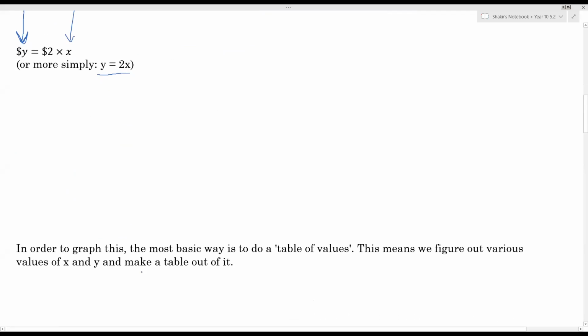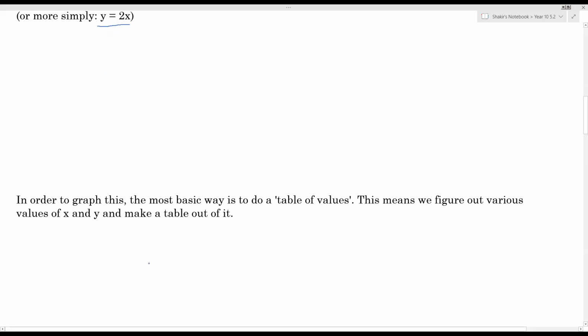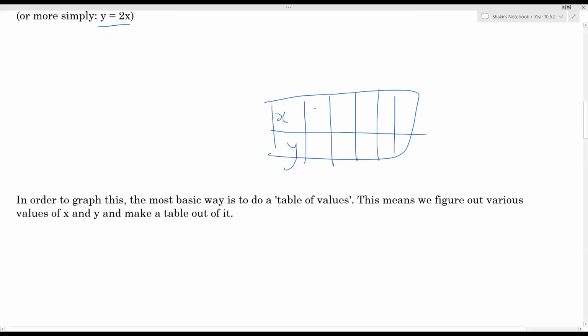Now, in order to graph this, the most basic way to graph is to just do a table of values. I'm sure you've done this before, a table of values looks something like this. You have x and then y, and you have a bunch of numbers here, 1, 2, 3, 4, 5, and you have to figure out what y is, okay? So you figure out various values of x and y, and you make a table out of it. That's a table of values. We're going to learn how to do that in a second. That's probably the most basic way to draw a graph.